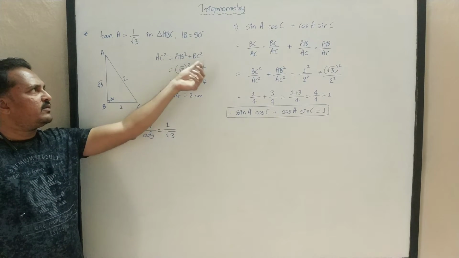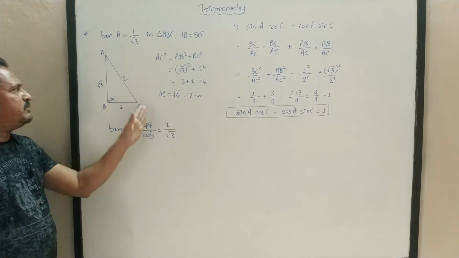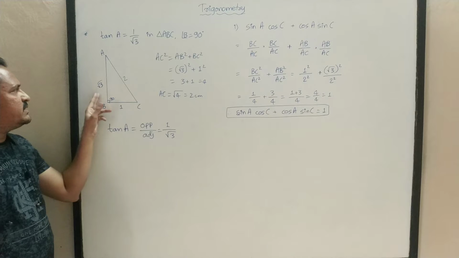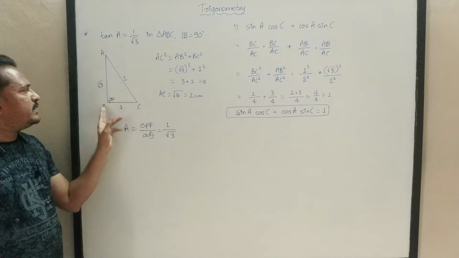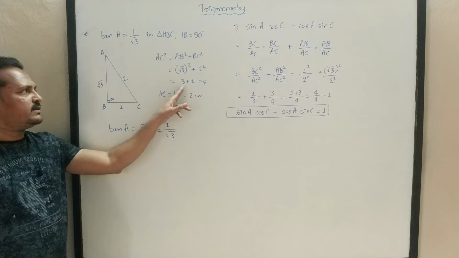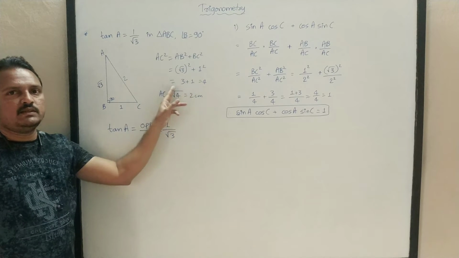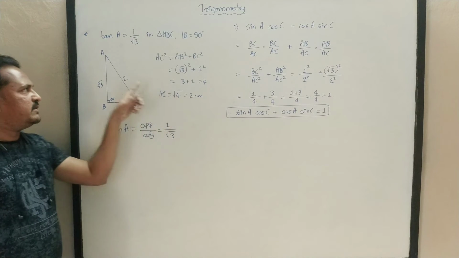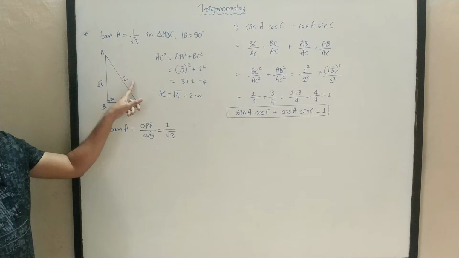Using the Pythagorean rule, we are going to find this hypotenuse. AC square is equal to AB square plus BC square. AB is root 3 square and BC is 1 square. Root and square cancel, so here it is 3 and here it is only 1. 3 plus 1 is 4. Then AC is equal to root 4, that is 2 centimeter. We are going to write 2 here.